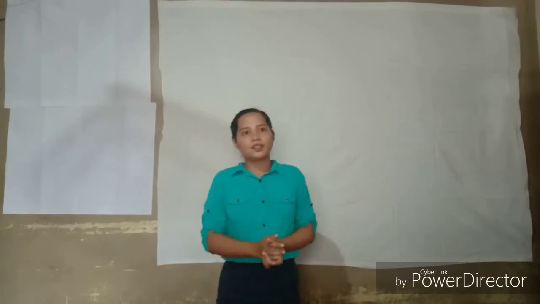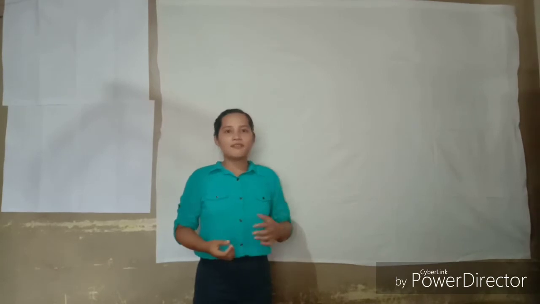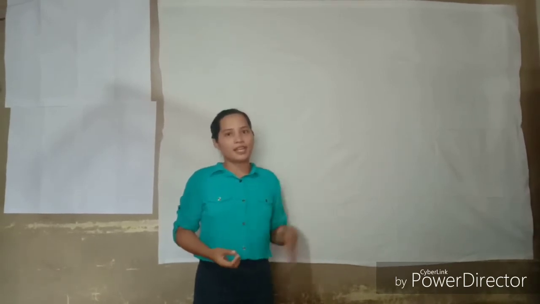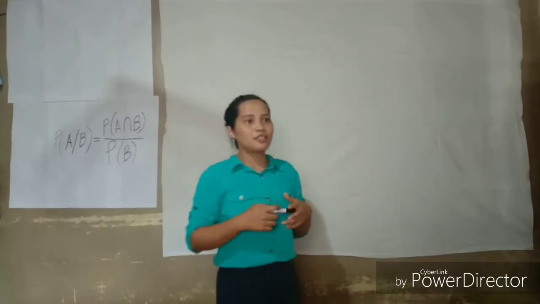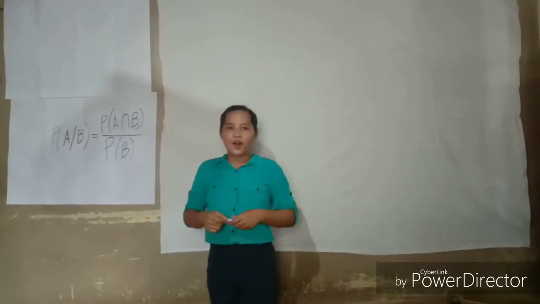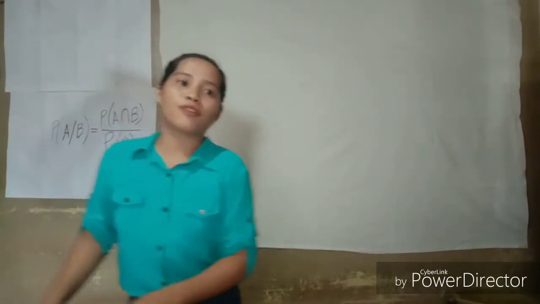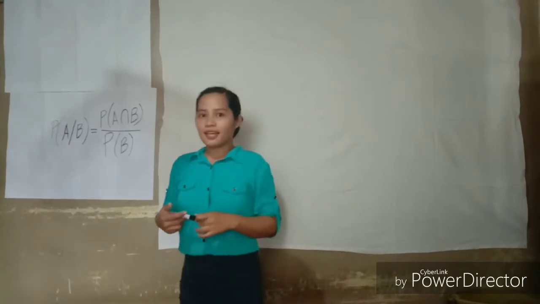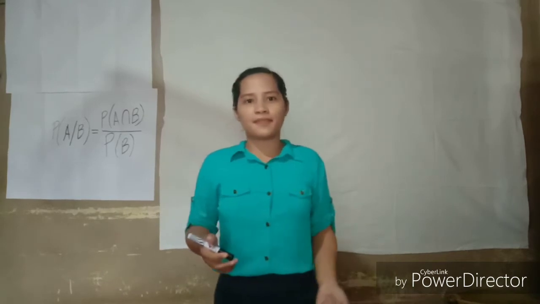Yes, very good. Conditional probability, class, is a measure of an event given another event that has already occurred. Do you have any questions or clarifications regarding our last topic? Okay, let's proceed. So before anything else, I want you to group yourselves into 4 groups. So let's have a game called 4 Pics 1 Word. Are you familiar with this game?